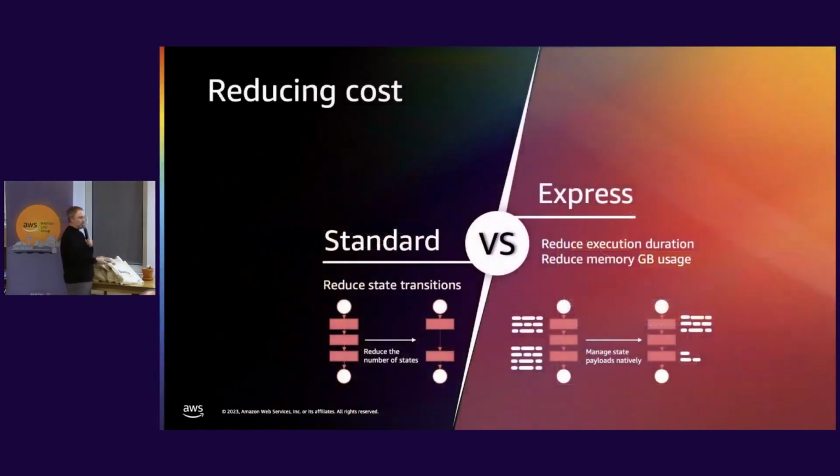Because going back to reducing cost, this is what I'm doing here. I'm affecting and changing and optimizing my data as it passes through my workflow. And if I'm using an Express workflow, that's how I reduce the memory allocation. That's how I reduce the duration of my workflow. So at every single step, I'm trying to tweak and reduce the costs here. The takeaway with cost regarding Step Functions is standard workflows reduce the number of states, Express workflows reduce the duration and the payload size.